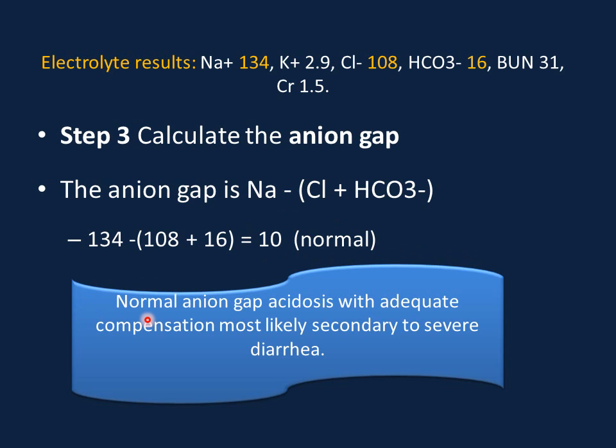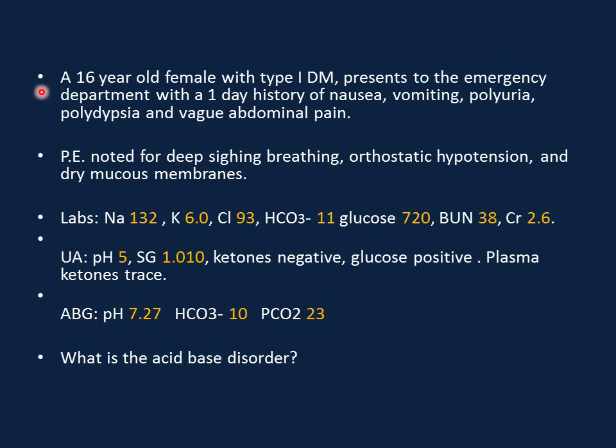So the final diagnosis in this patient: normal anion gap acidosis with adequate compensation, most likely secondary to severe diarrhea. Most likely secondary to severe diarrhea. This is an extremely common presentation in pediatrics, so know it by heart. I will end my presentation with this nice case.